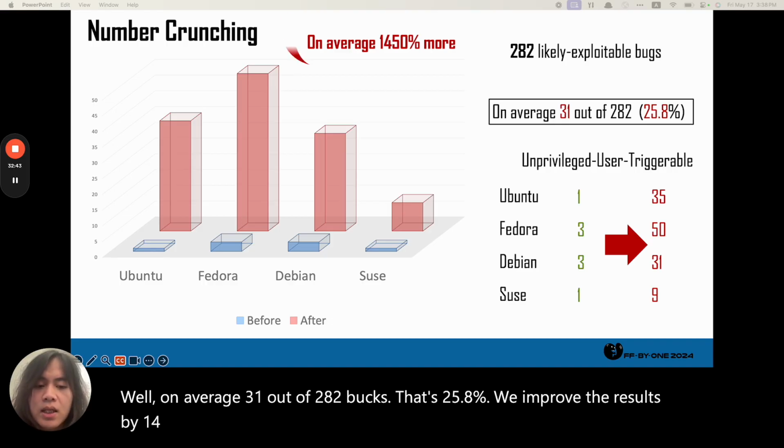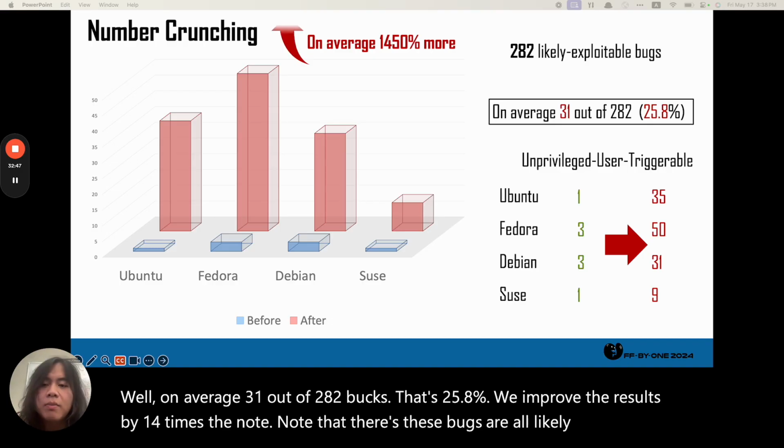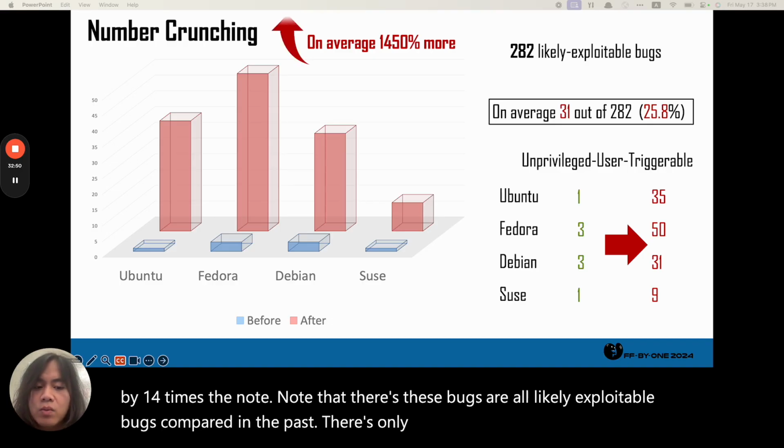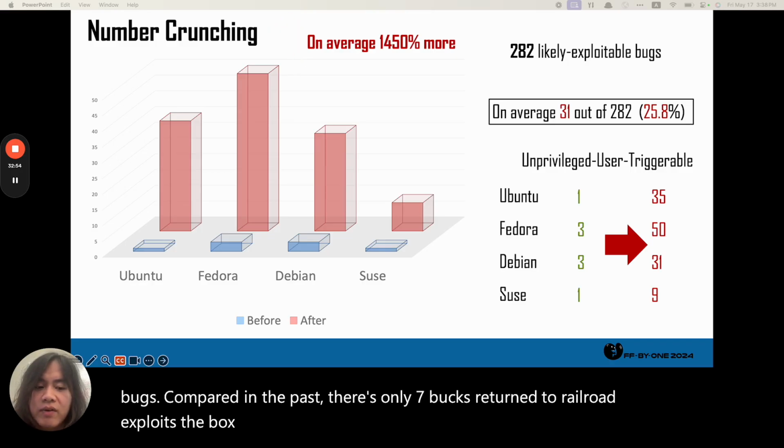Note that these bugs are all likely exploitable bugs. Comparing to the past, only 7 bugs from Syzbot were turned into real-world exploits, only 7.